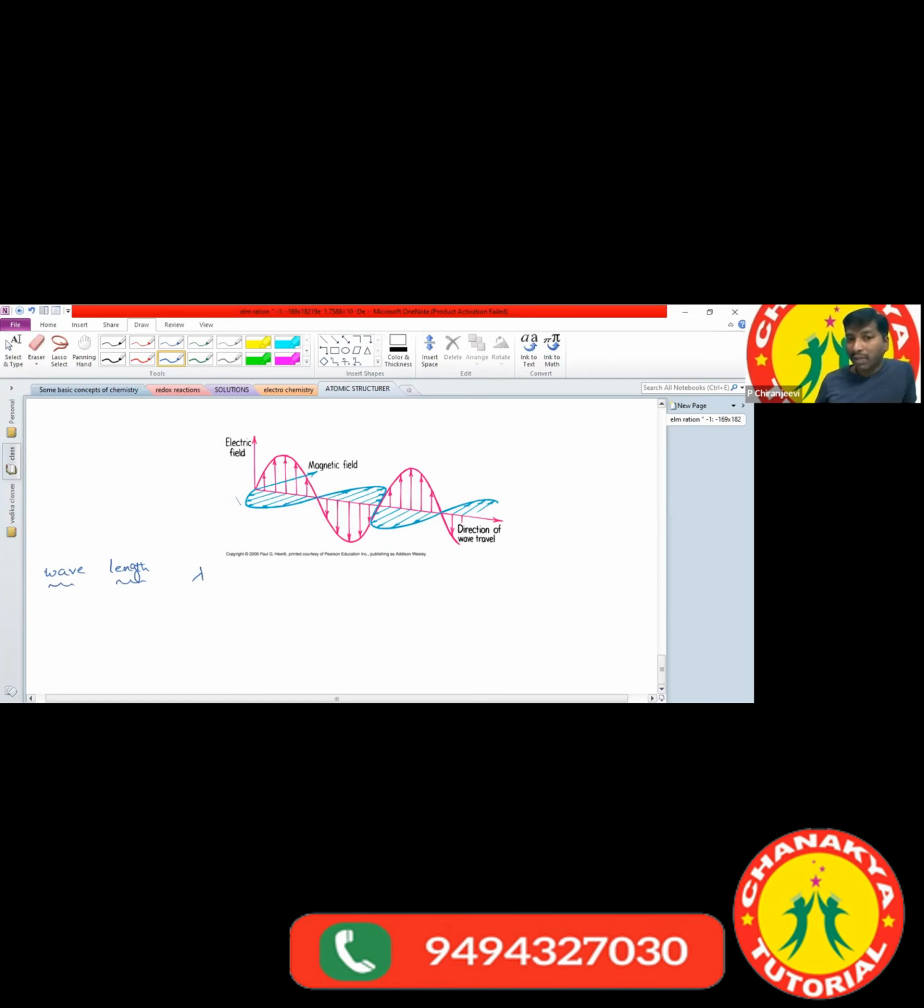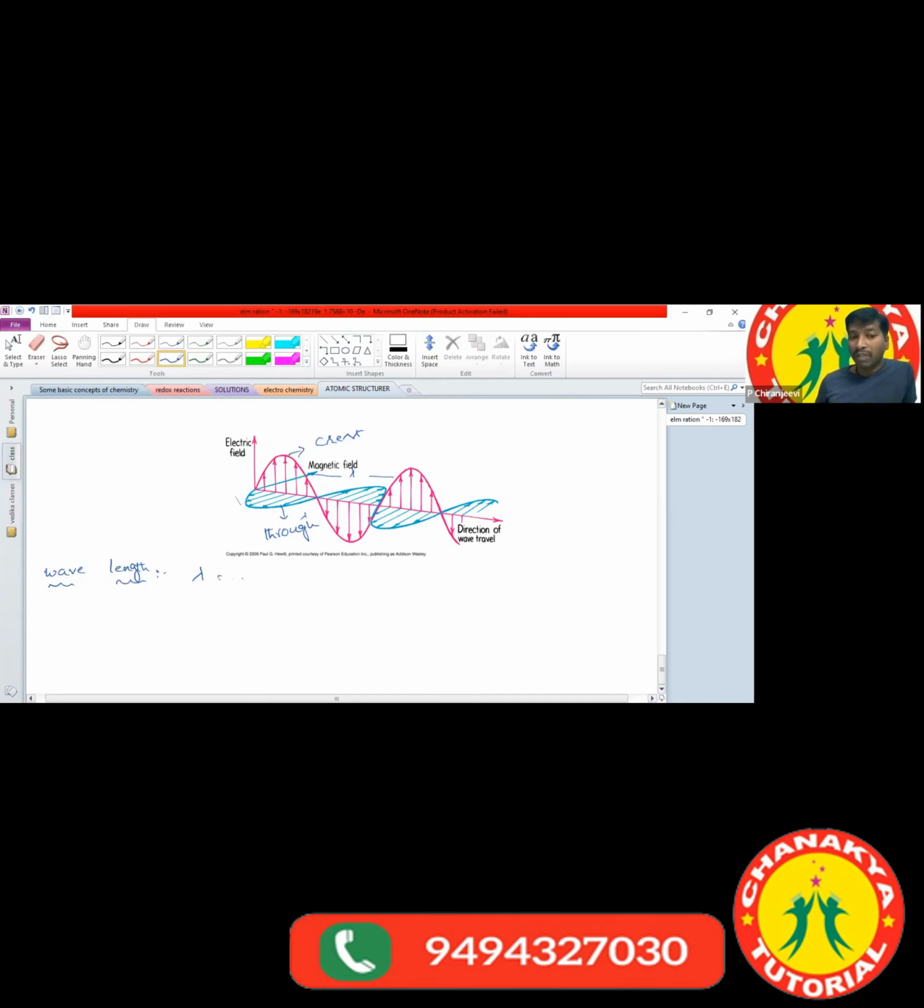Whatever the upper curves are, we call them a crest, and the lower ones we call a trough. The distance between two crests or the distance between two troughs is called the wavelength.